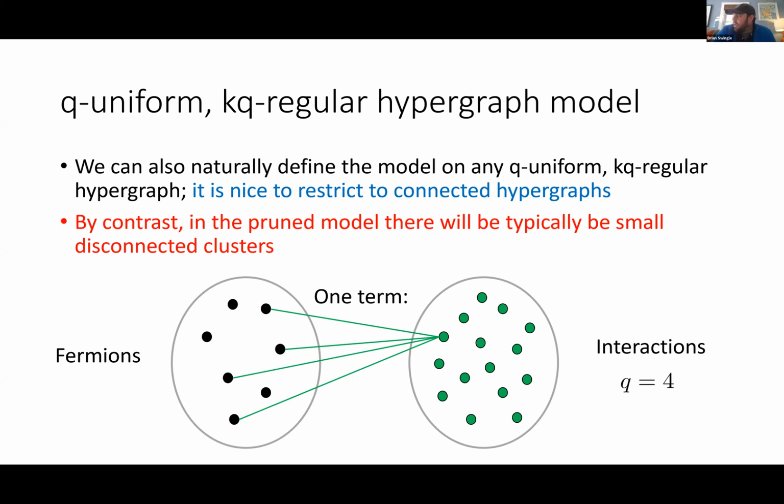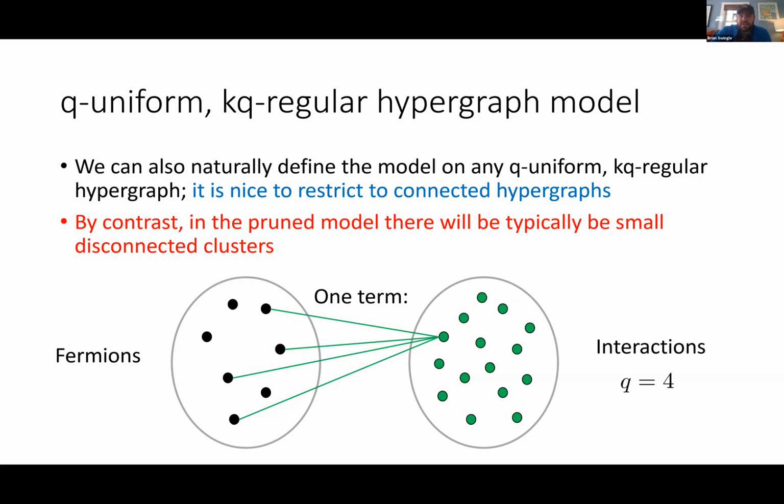Now, this random setup is nice for explaining, but for analysis it's much better to use a more regular model, because the random model has fluctuations in the connectivity, which is not so nice. So we can define a model on a so-called Q-uniform, KQ-regular hypergraph. What does this mean? A hypergraph is like a graph, except instead of edges you have hyperedges, and a hyperedge is a collection of a number of vertices. If you think of an edge as a collection of two vertices telling you which two are connected, a hypergraph hyperedge tells you that some number of vertices are all together in one unit or one interaction.